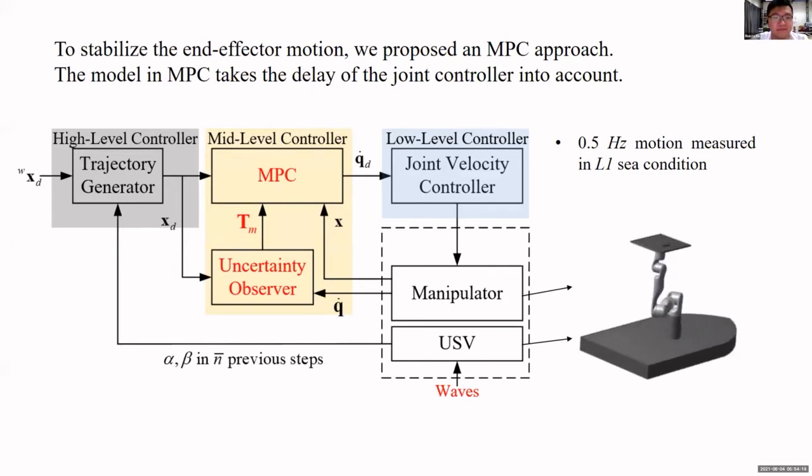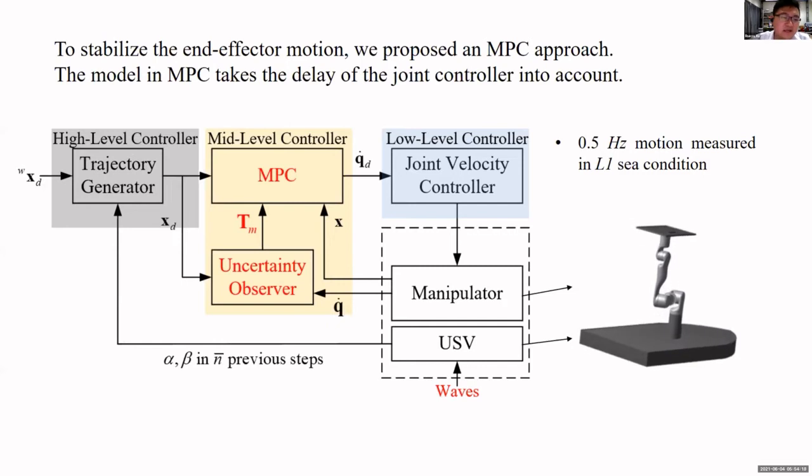The control framework consists of 3 parts. In the gray box here, it's a high-level controller. The trajectory is generated here by the predicted USV motion. And the yellow box is the MPC controller. The model in MPC takes the delay of each joint controller into account, and the parameters in the MPC are updated in real time by an uncertainty observer. The MPC will feed the velocity command to the low-level joint velocity controller in the blue box. And what is on the right side is the simulated USV motion based on the collected data from level 1C condition.